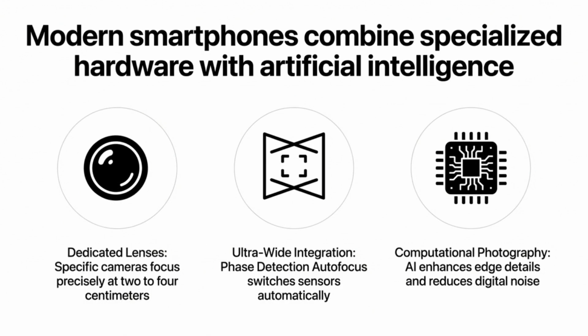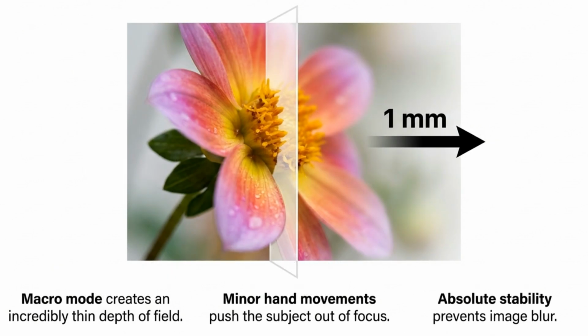Modern smartphones combine specialized hardware with artificial intelligence. Dedicated lenses focus precisely, ultra-wide integration automatically switches sensors, and computational photography uses AI to enhance details and reduce digital noise. Macro mode creates an incredibly thin depth of field.